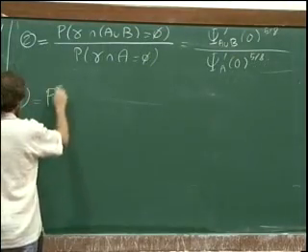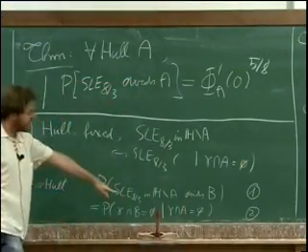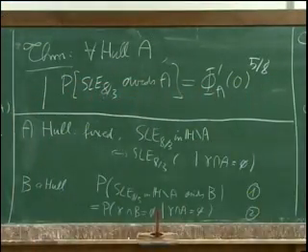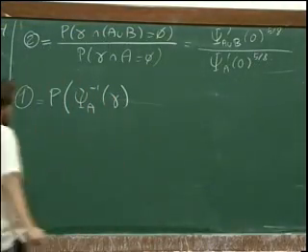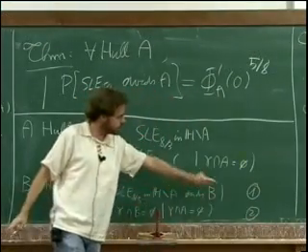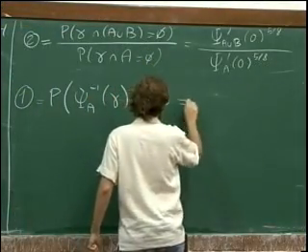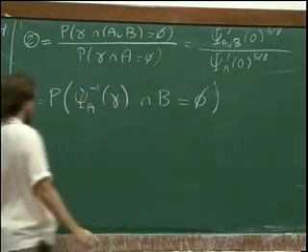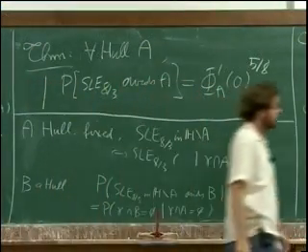So 1 here is just the probability that SLE in H minus A, which is just psi A minus 1 of gamma, so this is SLE in H minus A, has to avoid B. So this intersect B is equal to the empty set. This is just a way of rewriting the definition of 1 by using the definition of SLE in H minus A. Okay?